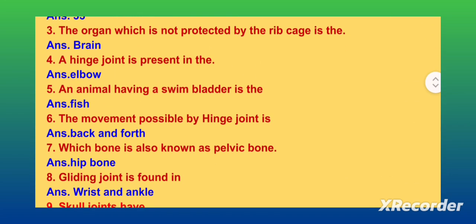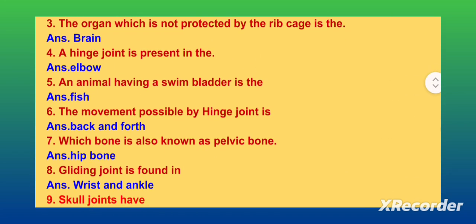A hinge joint is present in the elbow. An animal having a swim bladder is the fish. The movement possible by the hinge joint is back and forth. Which bone is also known as pelvic bone? Hip bone.